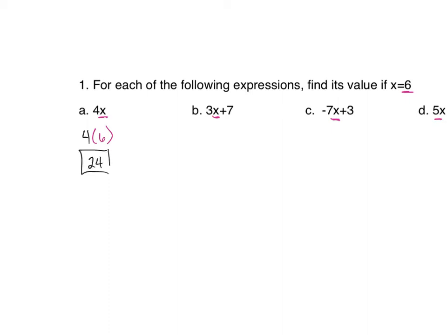And that's my answer. For part B, 3x plus 7, same procedure. 3, instead of x, I'm going to put parentheses 6, plus 7. I'm going to do multiplication first. It's 18. 3 times 6 is 18.